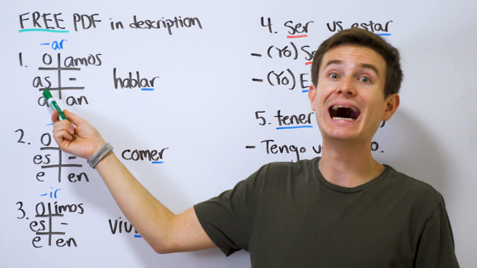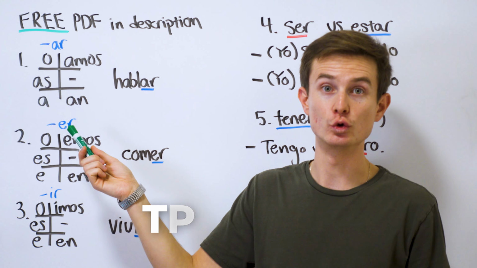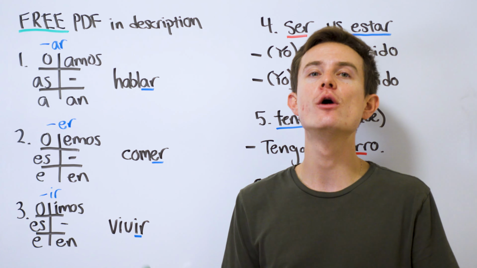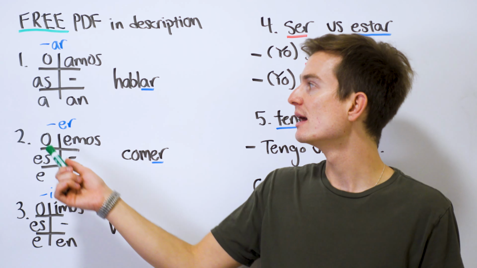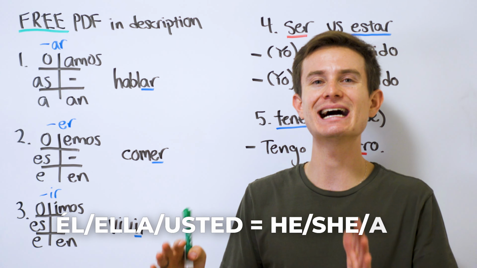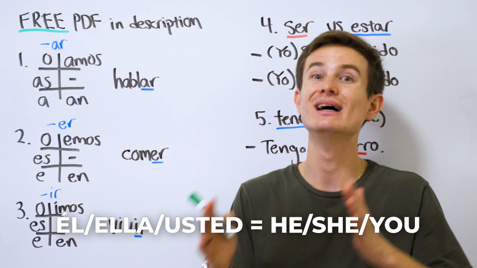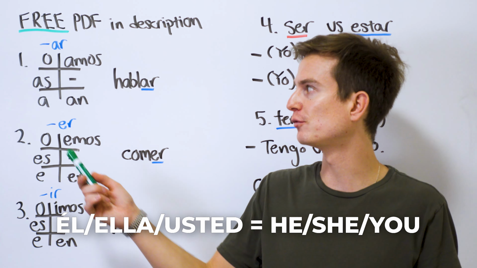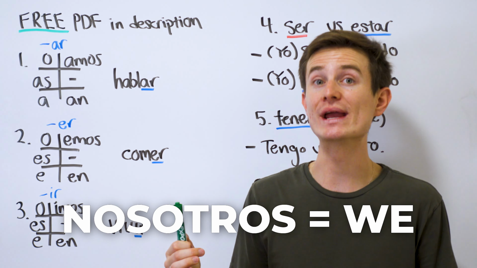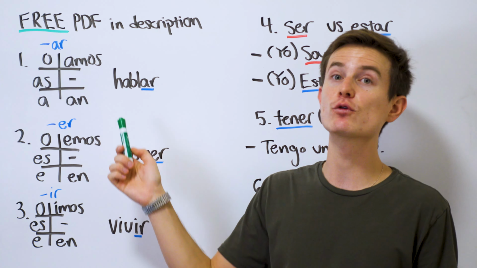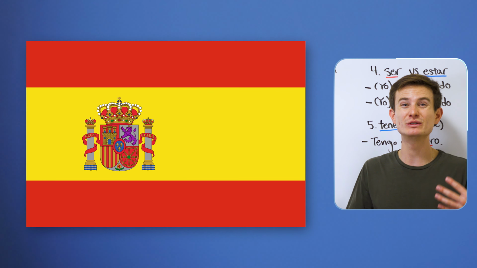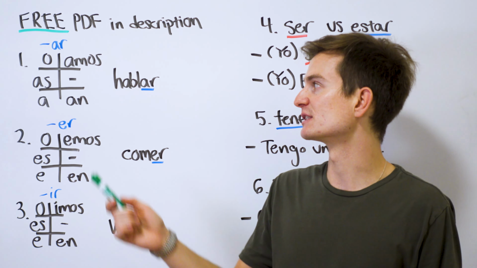Next, we have as. This is for the tú person, the informal you, because in Spanish, we have the formal, which is usted. Then we have a. Now, a is for él, ella, and usted, the formal, so he, she, and you, formal. Then we have amos for nosotros, meaning we. Here, this is typically for vosotros, which is only used in Spain, so we won't be going over that. I only teach a more Latin American-based Spanish.